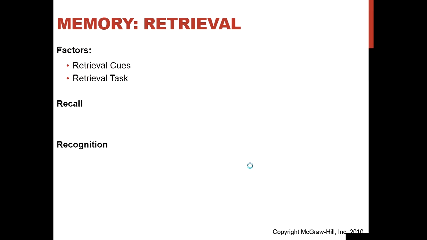The first being retrieval cues. So what kind of things can we use in the environment? What kind of things can we listen to, what other people say to us? What kind of emotions are we feeling? Those can all be used as potential retrieval cues in the future, right?